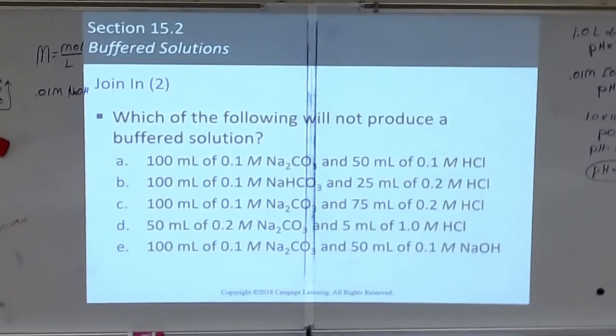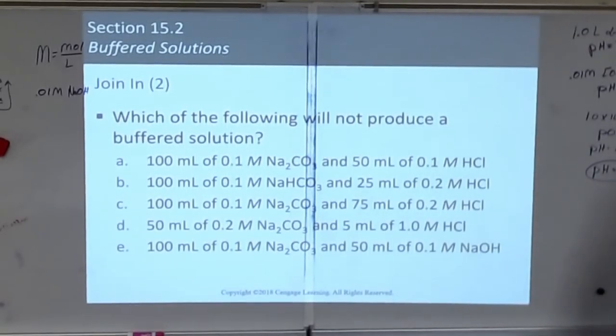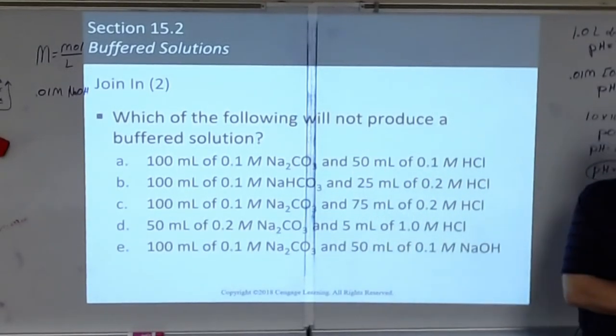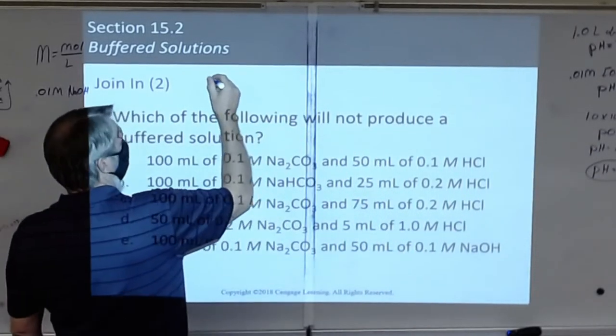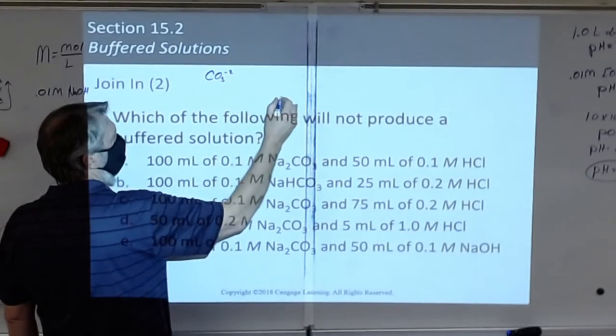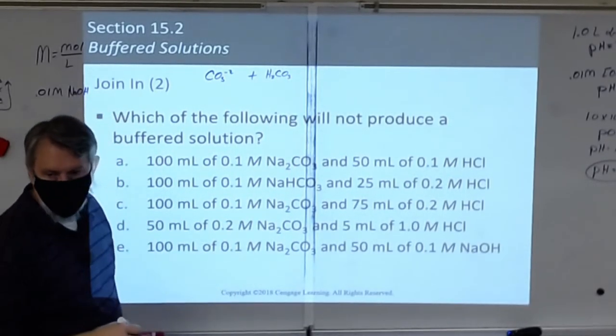Okay. So if sodium carbonate reacts with hydrochloric acid, that's going to form what? Sodium carbonate. There's my salt. You'll have carbonic acid. What do I know about carbonic acid? So weak acid. So I'll have the salt and I'll have the weak acid of the salt. So A would work just fine, because I'm going to have CO3 2- plus H2CO3, right? That would make me a nice buffer.